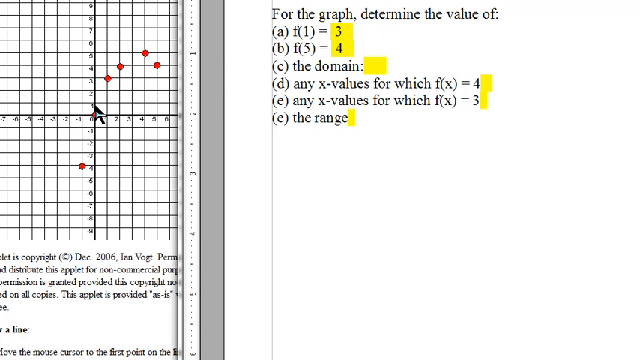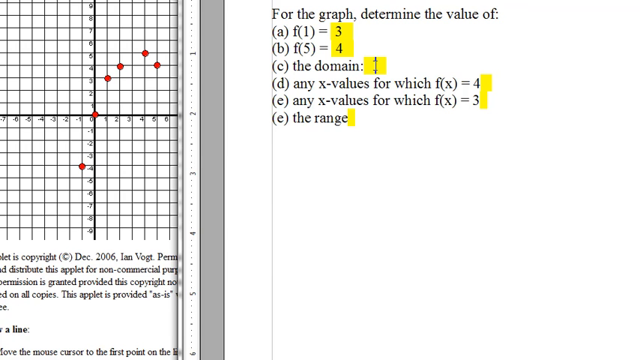I could be asked to find f of 2. f of 2 would be 4. I guess f of 4 would be 5. f of 0 would be 0. f of negative 1 would be negative 4. So for any of those values, I could be given the x value and asked to find the y value.